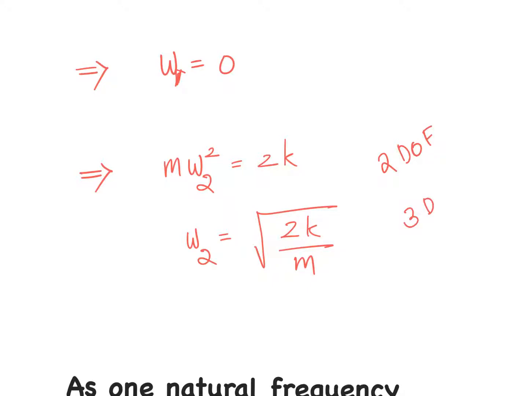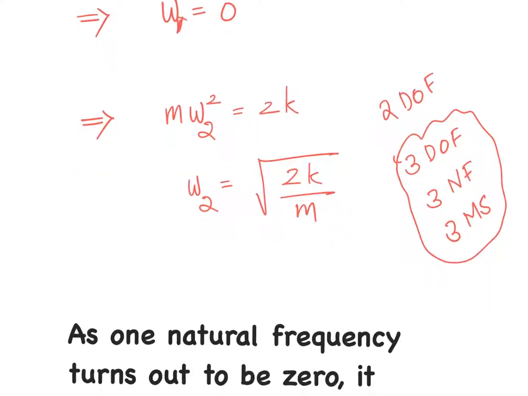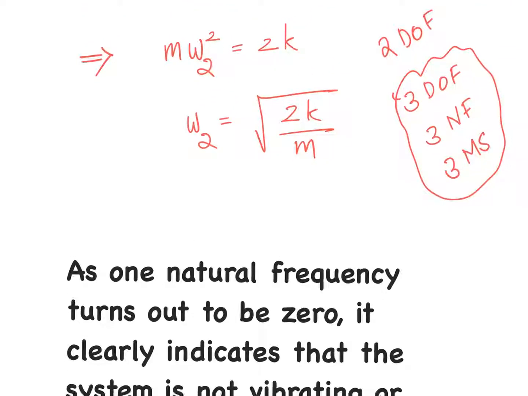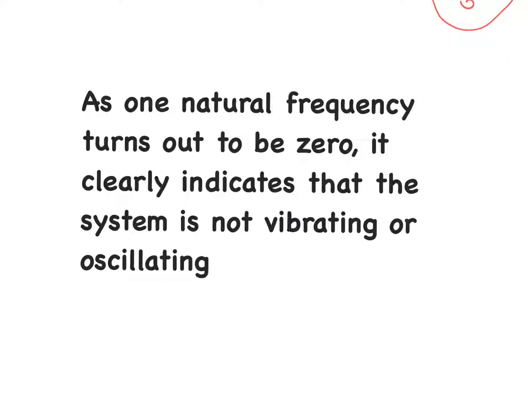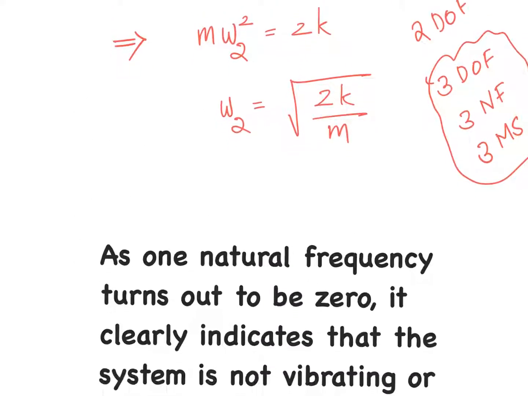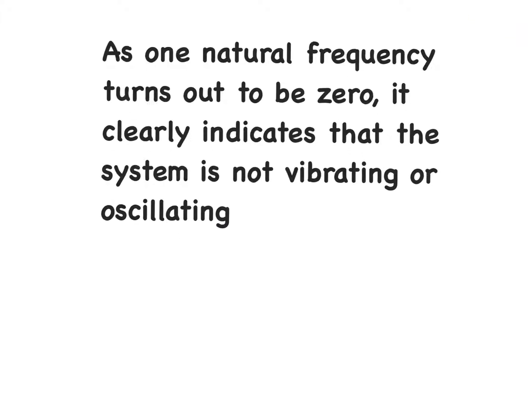If you have a 3 degree of freedom system, then you will have 3 natural frequencies and then you will have 3 mode shapes also. Make sense? Good. So as one natural frequency turns out to be 0, it clearly indicates that the system is not vibrating or oscillating. The system can undergo a rigid body translation wherein there won't be any relative displacement between the two masses.